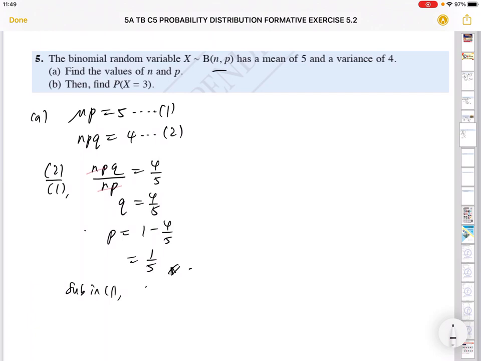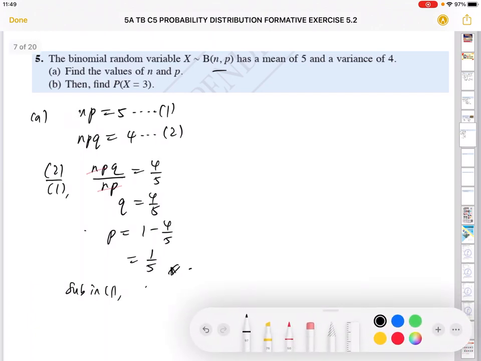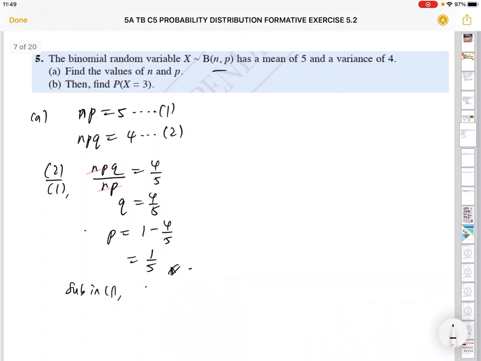Okay, I think I wrote this wrongly, guys. This is np. It looks like mu p. Sorry, mu is np. So now, your n is an unknown. p is 1 over 5. This is 5, and n should be 25. Okay, got your p, you got your n.